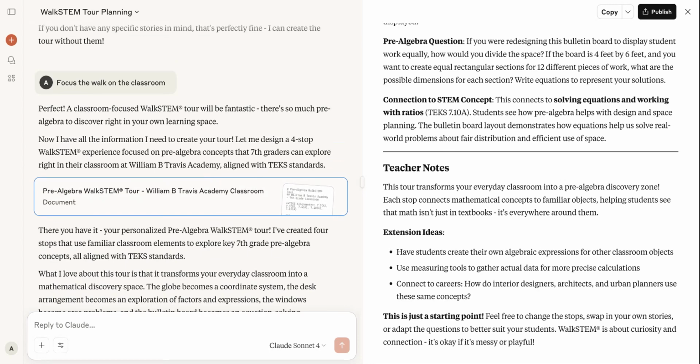Okay, that's pretty much it. Like I said, in just a few minutes, we've got a really fun tool that we can use to engage our students with some really interesting pre-algebra.